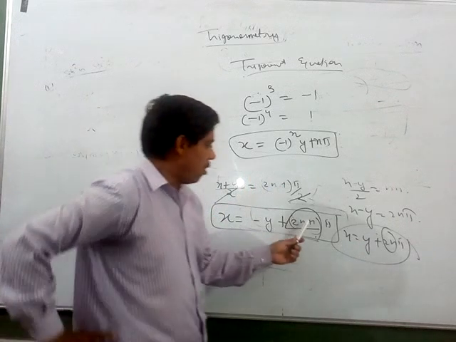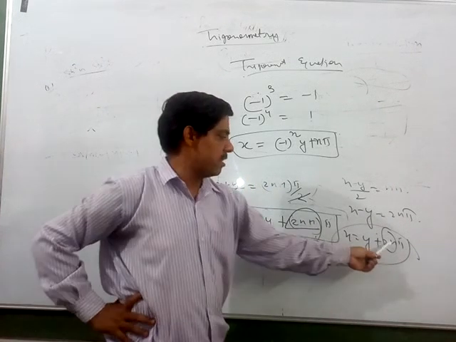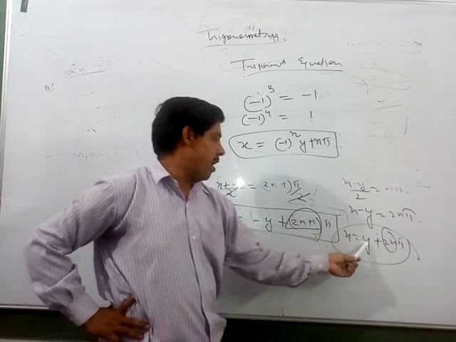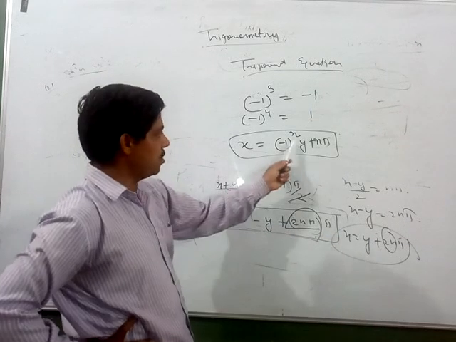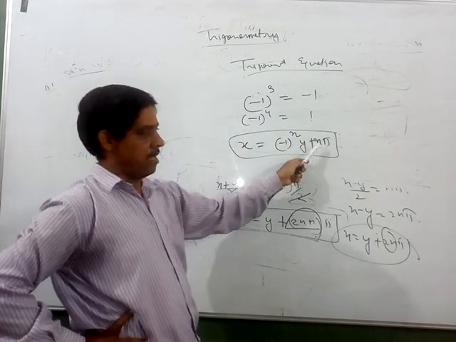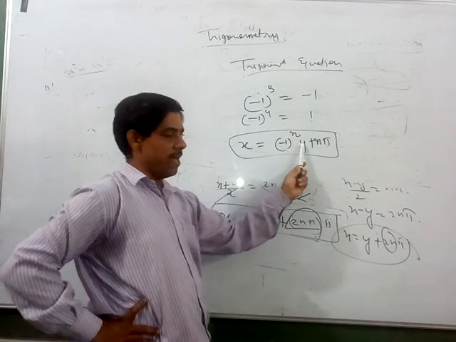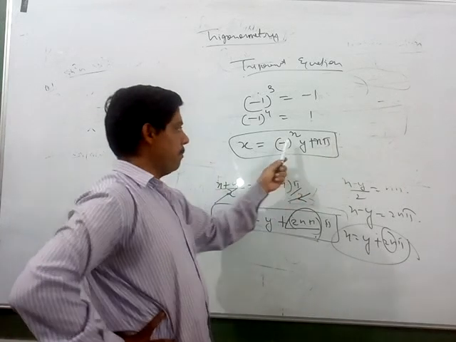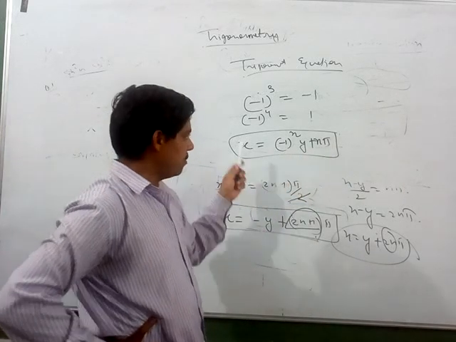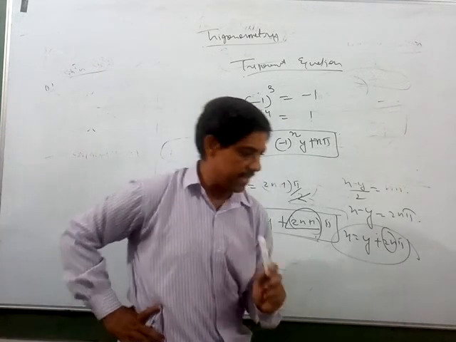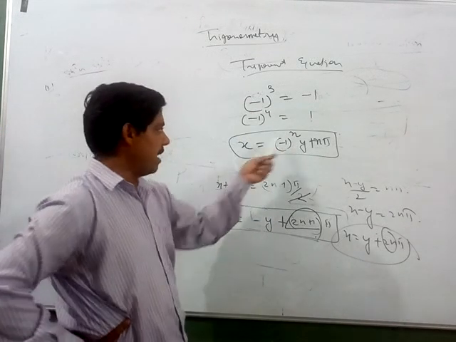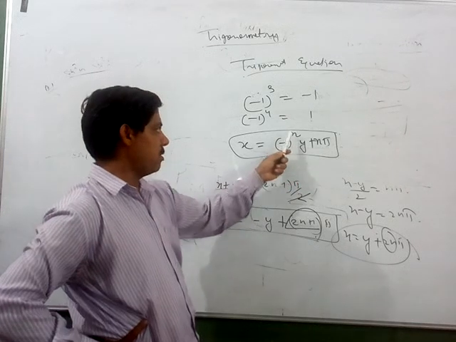This combines both these two results. How? Look at this: odd result 2n plus 1, even result 2n. When even, plus y; when odd, minus y. Here also you can put all the values. If you put the even values, you will get plus y. If you put the odd values, you get minus y. So this combines both the results. So whenever sin x is equal to sin y, you will write n pi plus minus 1 to the power n y.